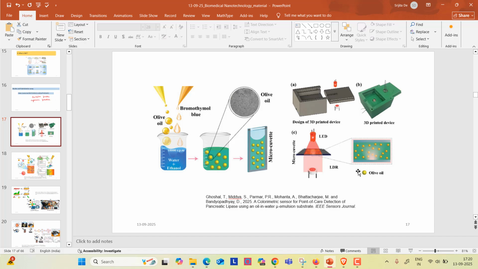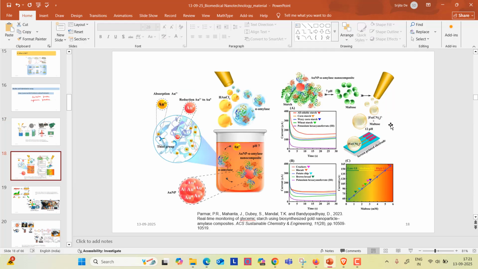This is based on the resistance: if the maximum light is passing, that means less resistance, and if less light is passing, that means high resistance, right? So based on this concept, this colorimetric biosensor is developed, right? In this case, a chemical biosensor is developed to detect the glucose or starch concentration in a blood sample. This is for checking the glycemic index.